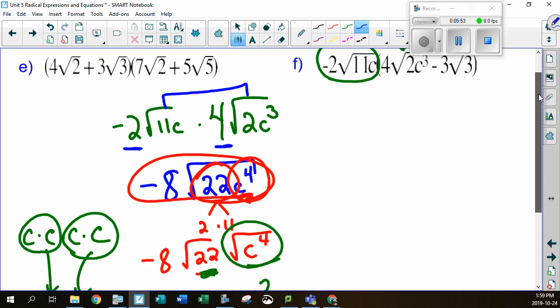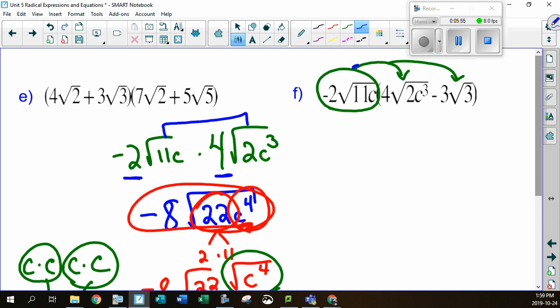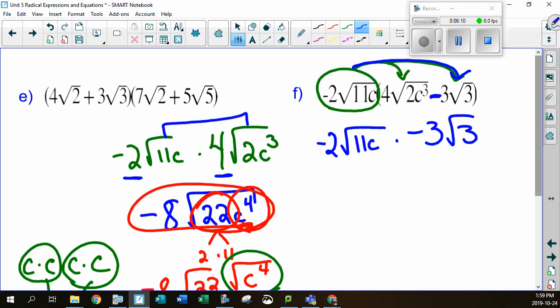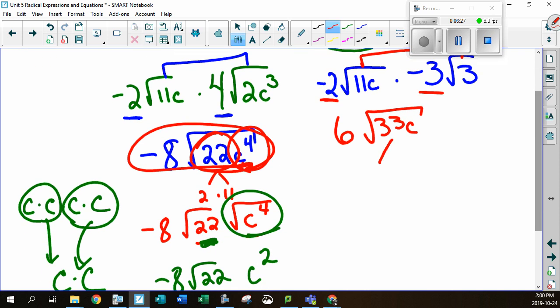Do you remember this beast up here? Oh, look at that one. So here we go again. Minus 2 root 11c times minus 3, because that's a minus here, minus 3 root 3. Let's multiply these together and see what we get. Numbers times numbers will give us a positive 6. And now root 11c times root 3 works out to root 33c.